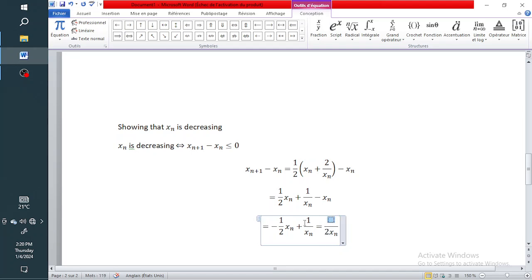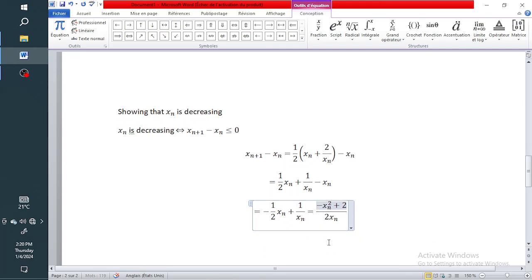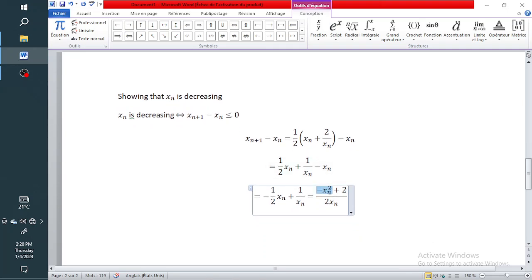Now here we are going to have negative x of n squared, then plus 2. That's what we have after finding the LCM. You realize that if I take this first term divided by this, I'm going to have this, and if I take 2 divided by 2xn, I get 1 over xn.